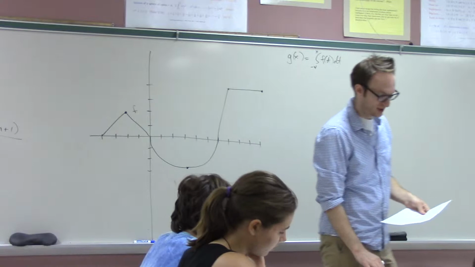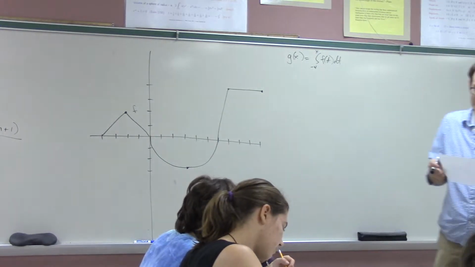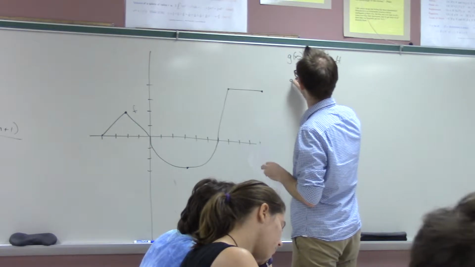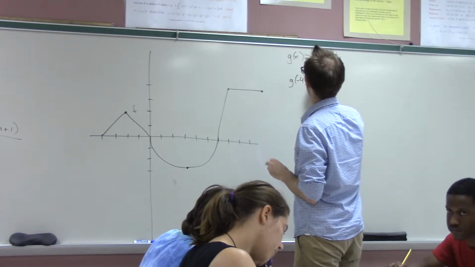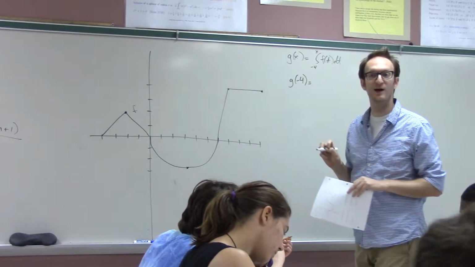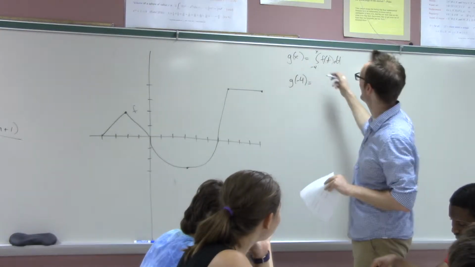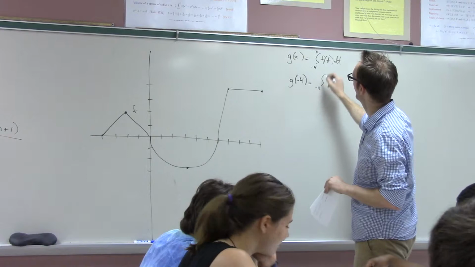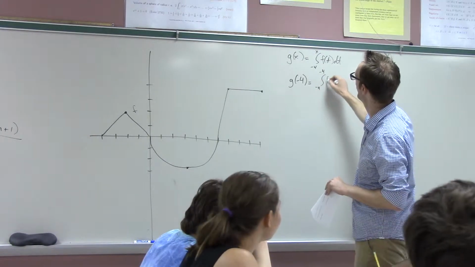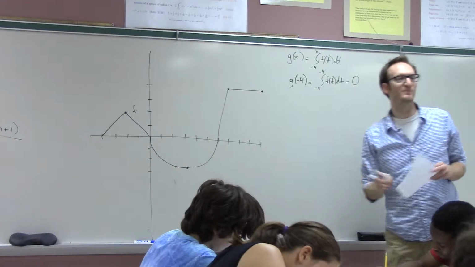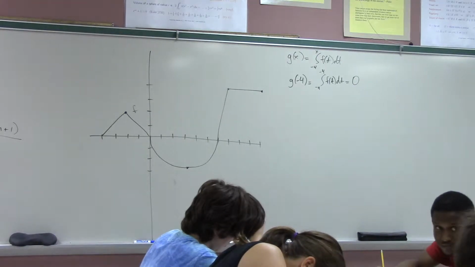Please do all these right now: g of -4, g of -2, g of 0, g of 3. Go. You've got 2 minutes. I'll do the first one for you. g of -4 would be, by the definition of g, the integral from -4 to -4. What's that? 0. Yeah, okay, good. Keep going. Easy question, and it just gets harder.